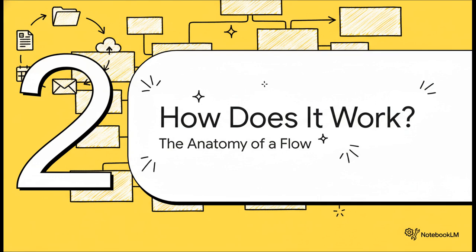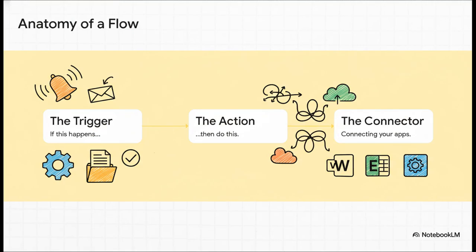Okay, so how does it actually work? How do you build one of these flows? Now, I know it might sound complicated, but I promise you the logic behind it is surprisingly simple. Let's break down the anatomy of a flow. It really just comes down to three basic parts. You've got the trigger, the action, and the connector. All you're doing is telling the system, if this one thing happens, then do this other thing. And you do that by using a special bridge that connects all your different apps together.